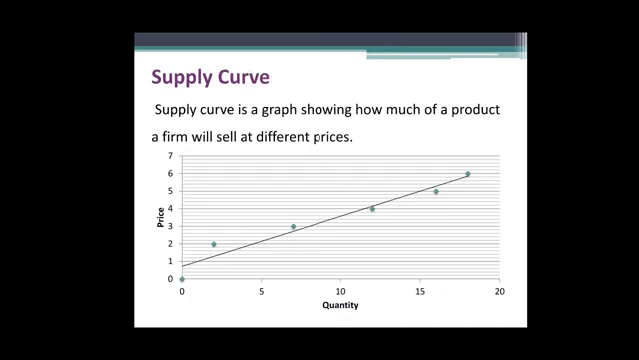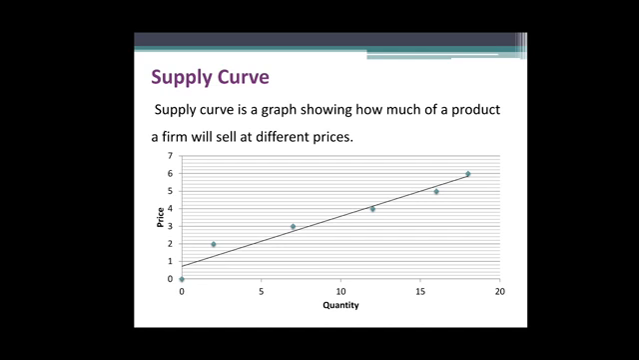Now coming to supply curve. Students, supply curve is a graph showing how much of a product a firm will sell at different prices. Or we can say supply curve is the graphical presentation of supply schedule. If we plot the supply schedule of commodity X given in our previous slide on a graph paper, we will obtain the supply curve as given in the figure here.